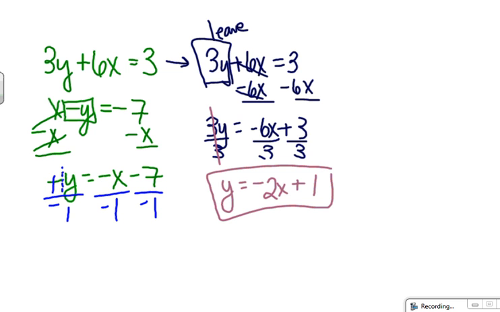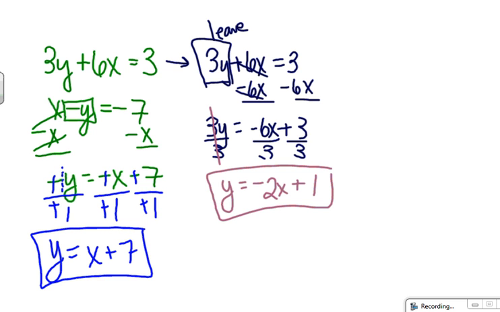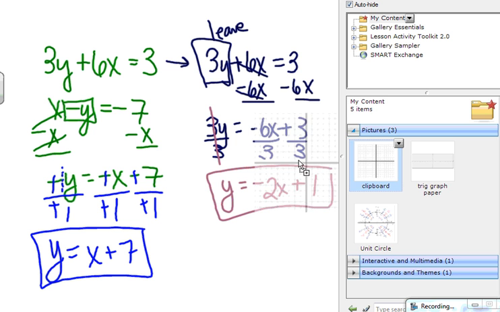So a negative is positive. A negative is positive. And a negative is positive. So there's my equation.